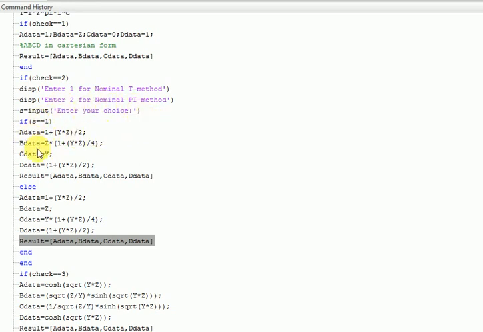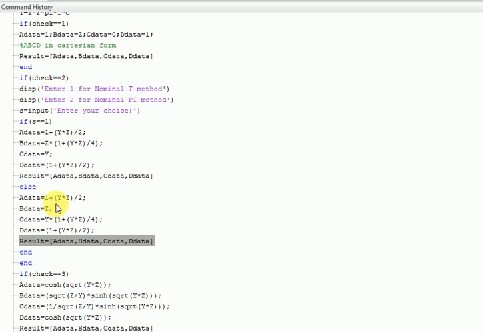Here, if the choice is 1, then A data equals 1. These are the equations for the ABCD parameters for the nominal T method. We put all the equations over here: A is 1 plus y into z divided by 2, B is z into 1 plus y into z divided by 4, C is y, and D is 1 plus y into z divided by 2. The result that will display is A data, B data, C data, and D data.